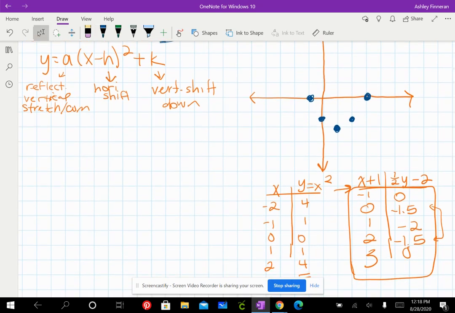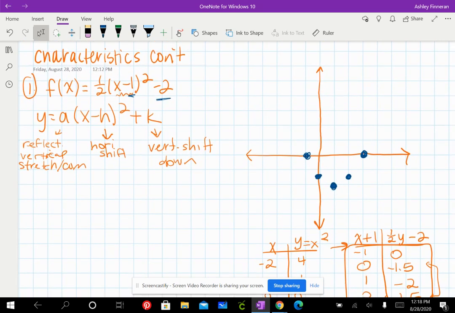Same exact points. If you want to put one more on here just for fun, 1, 2, 3, I should go up 9 for the parent function, but I'm only going to go up half of that because it's compressed. 1, 2, 3, 4.5. Then we'll make that symmetric. Look at that beautiful parabola. Not a point. There we go.